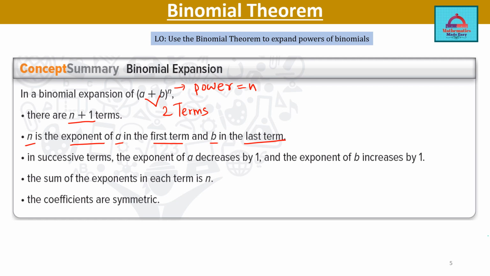As we proceed in the expansion, in successive terms the power of a will keep on decreasing by 1 and the power of b will keep on increasing by 1. Make sure that for each term the sum of the exponents, when you add the two powers, is still n. This is a way to check. And as you will see when we solve the questions, the coefficients are going to be symmetric. So the same binomial coefficient will come for some of the terms. And what are those terms? We are now going to see when we solve a question.